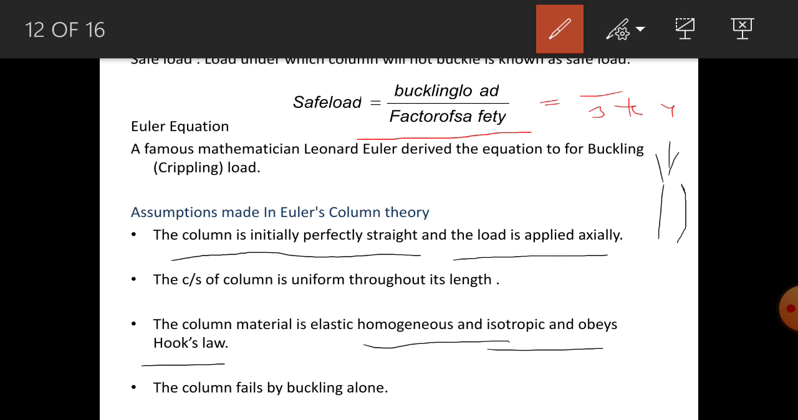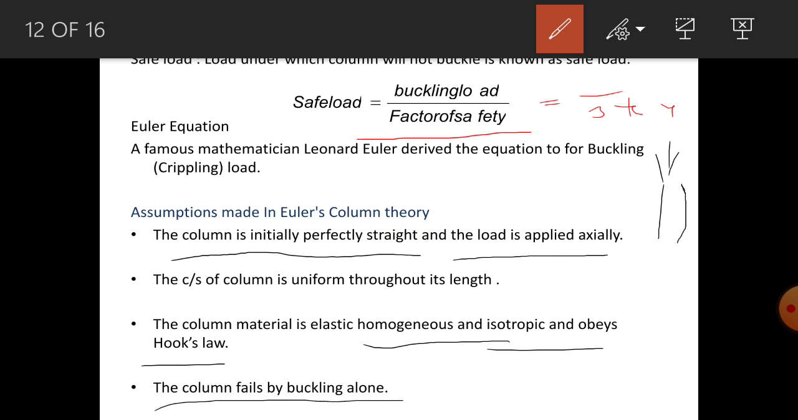Okay, the properties of the material will be the same at any point in time, or any point on the material. The properties will remain the same. Next, the column will fail by buckling alone.